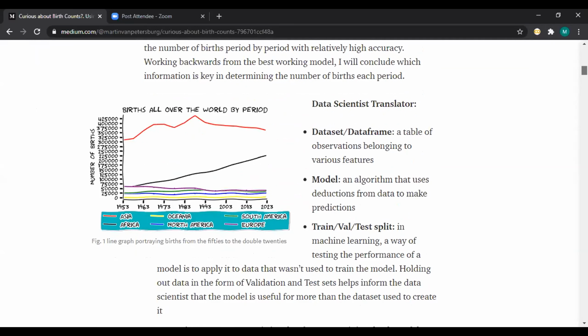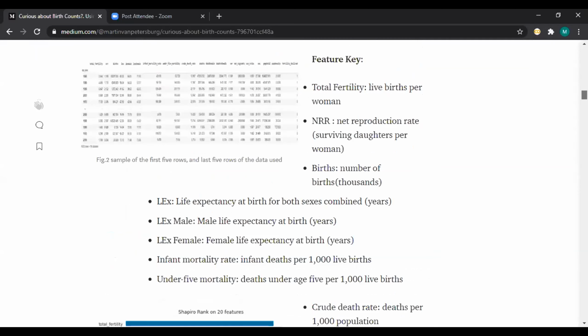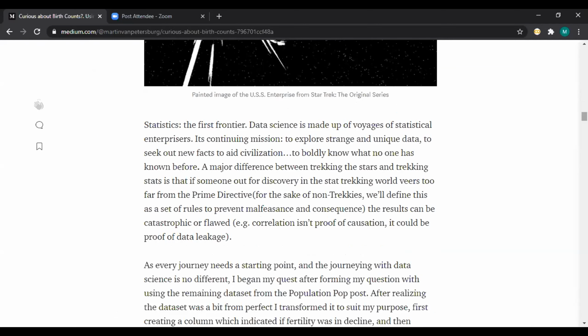So I make a dictionary because I planned on using a lot of words that average Joe wouldn't understand. And I then went on to define my features so that, again, I didn't think that average Joe would understand that.